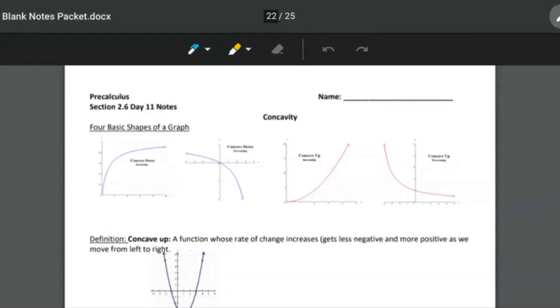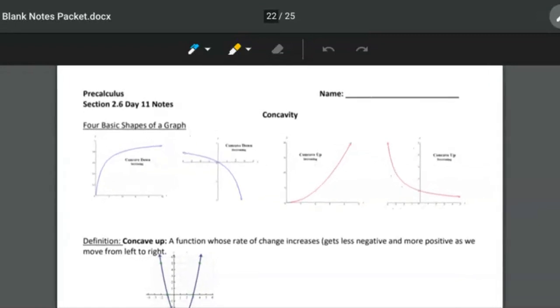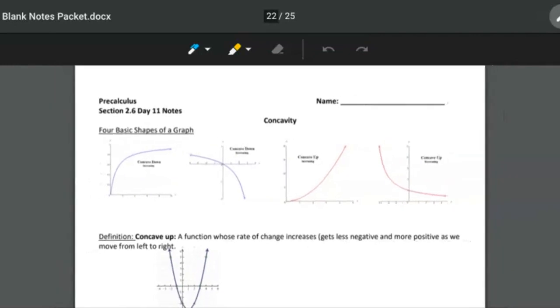Day 11 notes, and it's all about concavity. So we're going to talk about the 4 basic shapes of a graph. There's 2 types of concavity, concave up and concave down. When I think about concavity, concave down means the graph is cupping downward.